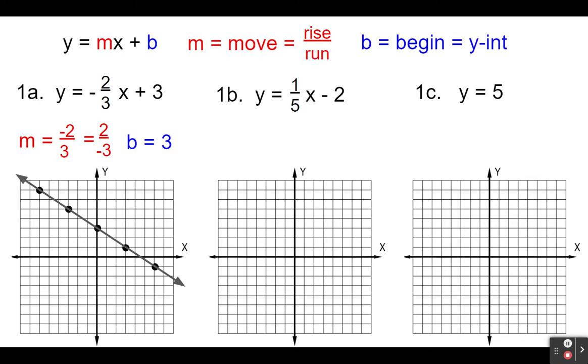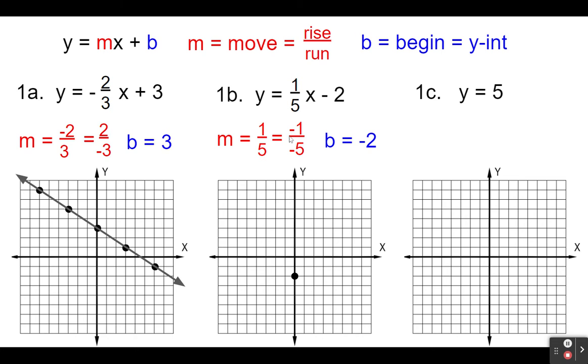Let's look at 1b. Name your y-intercept and your slope. Our y-intercept is negative 2, so that means we're going to begin our first point at negative 2 on the y-axis. So go ahead and plot that point at negative 2. Then you're going to rise and run. So rising 1, running 5. But you could also rise negative 1 and run negative 5. So our slope is a positive 1/5.